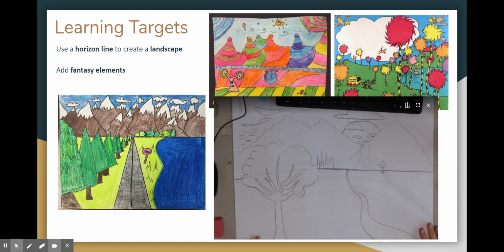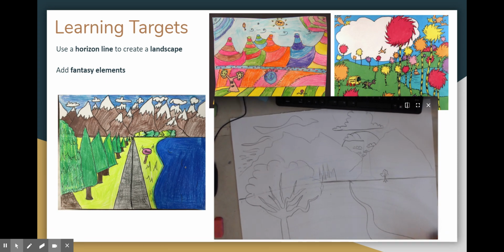So our project is to add fantasy elements to a landscape. I would like you to make a landscape picture that has fantasy elements. You can see this Dr. Seuss picture above me has these funky trees, and it's got some funny weird birds that don't exist in real life. We got some weird shaped mountains in the background, right?